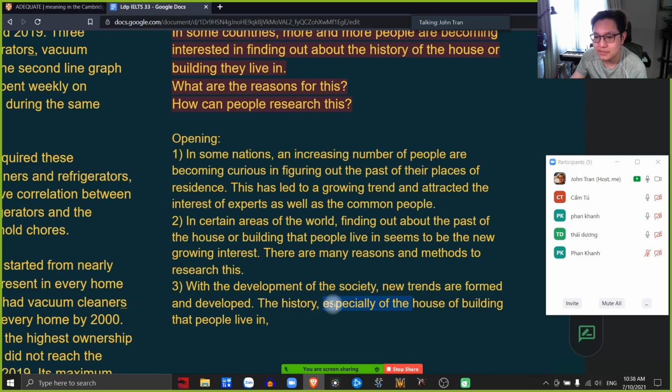The history especially of the house or building that people live in is receiving more and more interest.